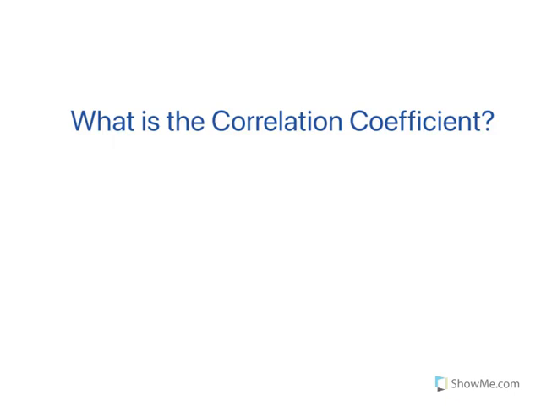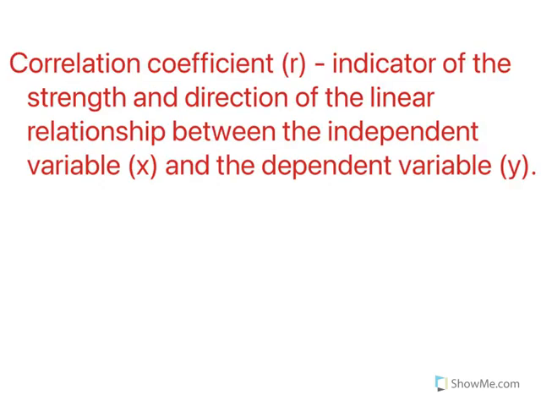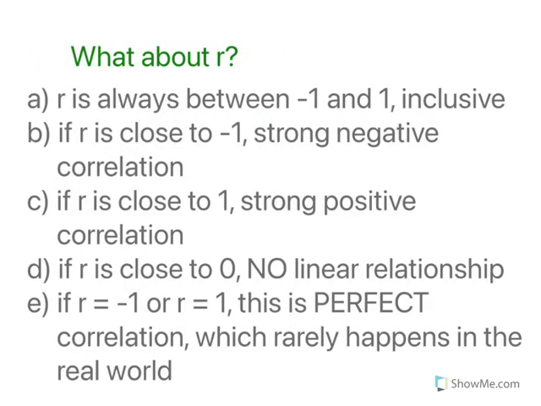What is the correlation coefficient? Well, let's talk about it. The correlation coefficient is a lot of times talked about as the variable R. It's the indicator of strength based off of the value and the direction. Is it positive or negative of the linear relationship between the independent variable X and the dependent variable Y. So we're showing the relationship between X and Y.